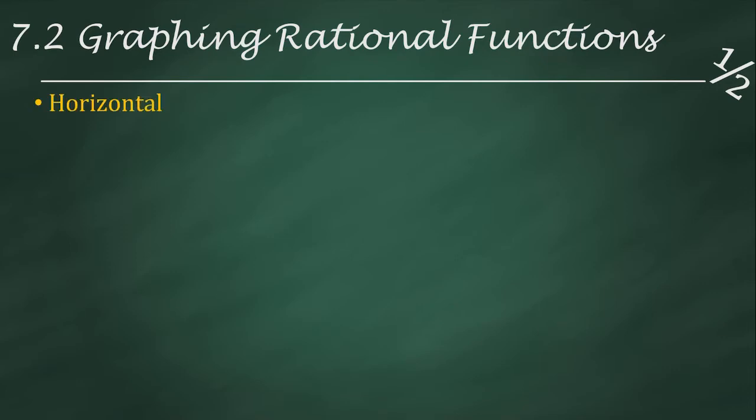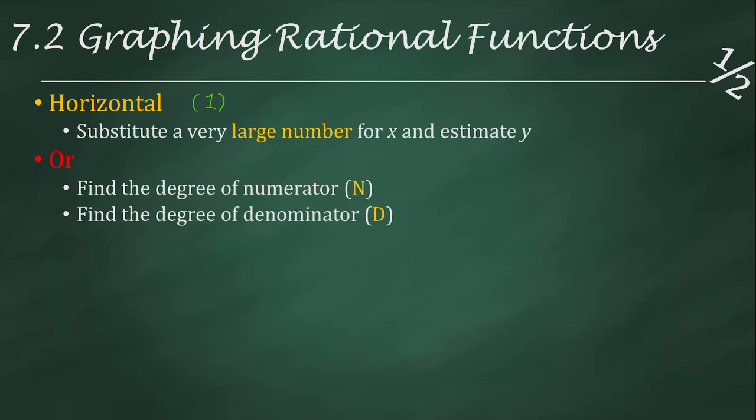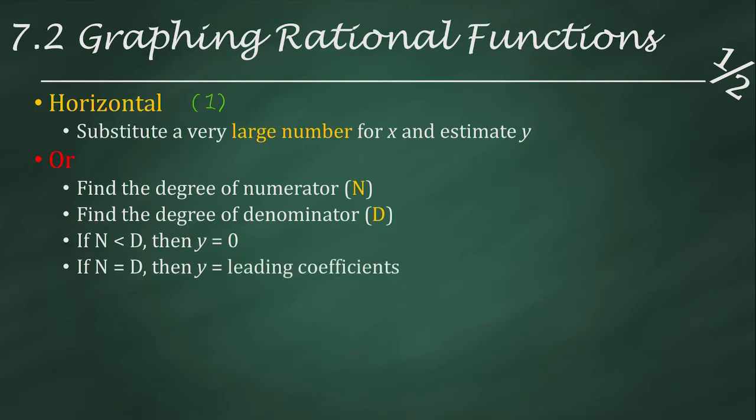To find the horizontal asymptote, now there's only one horizontal asymptote. You can't have more than one horizontal asymptote. You can substitute in a very large number for x and estimate y. Or, people usually like this better, you find the degree of the numerator and the degree of the denominator. If the degree of the numerator is less than the degree of the denominator, then the horizontal asymptote is y equals 0. If the degrees are equal, then y equals the ratio of the leading coefficients. And if n is greater than d, then there's no horizontal asymptote.